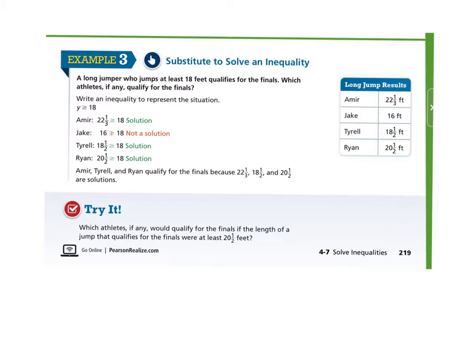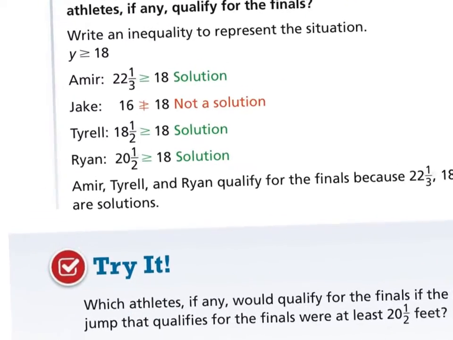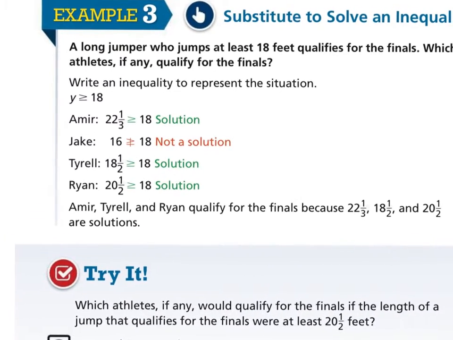Example 3, a long jumper who jumps at least 18 feet qualifies for the finals. Which athletes, if any, qualify for the finals? So at least 18 feet, so you can see Amir went 22 1/3. That's more than 18, so that's good. Jake is 16, so that's not enough. Tyrell is 18 1/2, so that's enough. And Ryan is 20 1/2, so that's enough. If somebody would have jumped exactly 18 feet, would they have qualified for the finals? Yes, at least 18 feet, so that would work.